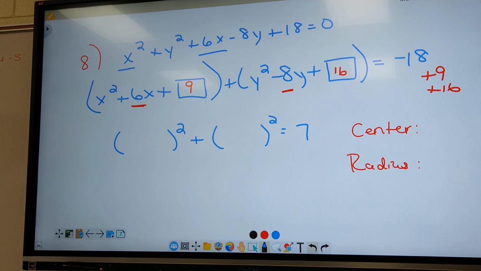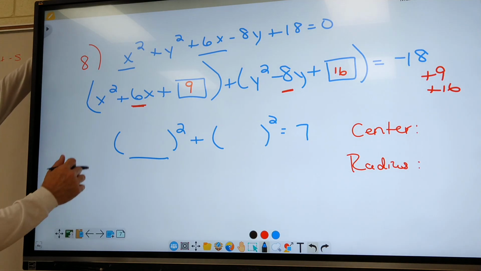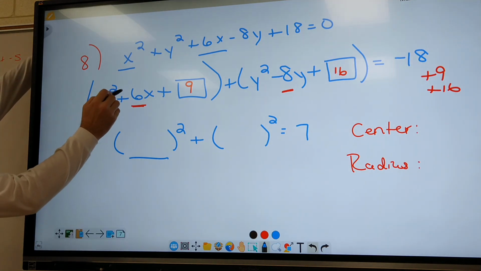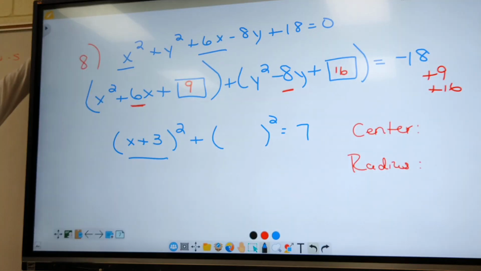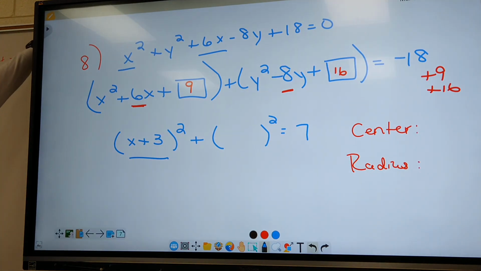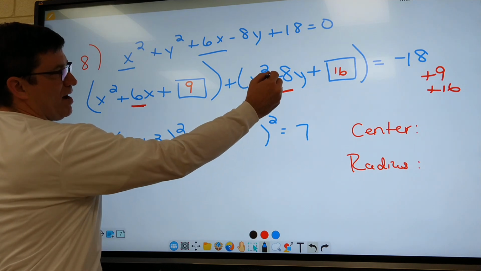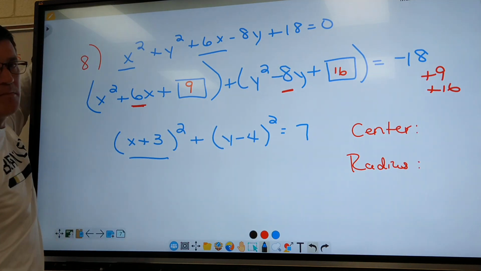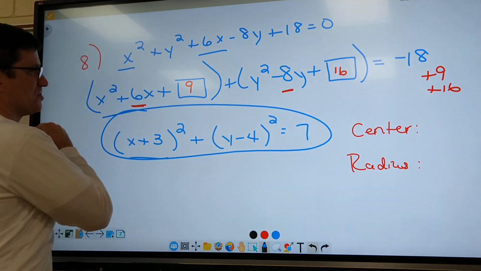All right, question before I go to the next step. Okay, now we got to fill in this parenthesis. So, Brianna, I do x plus half of that, so it's x plus 3. That's all you do. All right, for the other one, I do y minus half of that, so it's y minus 4. That is our standard form for the circle.